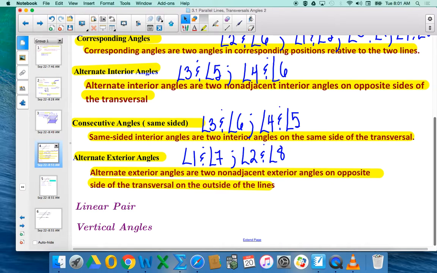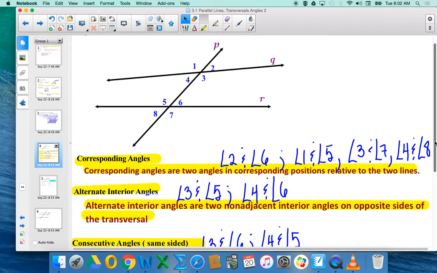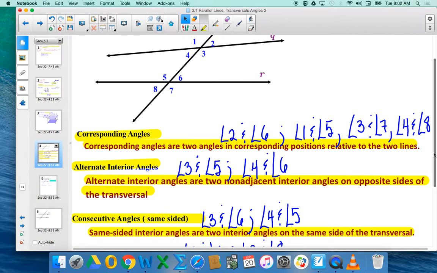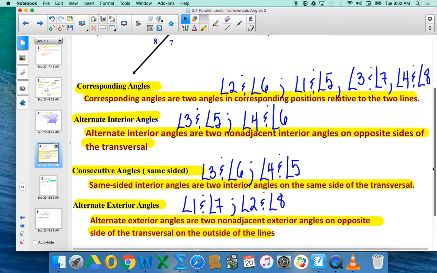Then I've added linear pairs and vertical angles just to remind you what they are. We know that angle 1 and 2 are a linear pair. 2 and 3 are a linear pair. 3 and 4 are a linear pair. And 4 and 1 are a linear pair. What about vertical? Angle 1 and 3 are vertical. 7 and 5 are vertical. 8 and 6 are vertical. 2 and 4 are vertical. Everybody good?